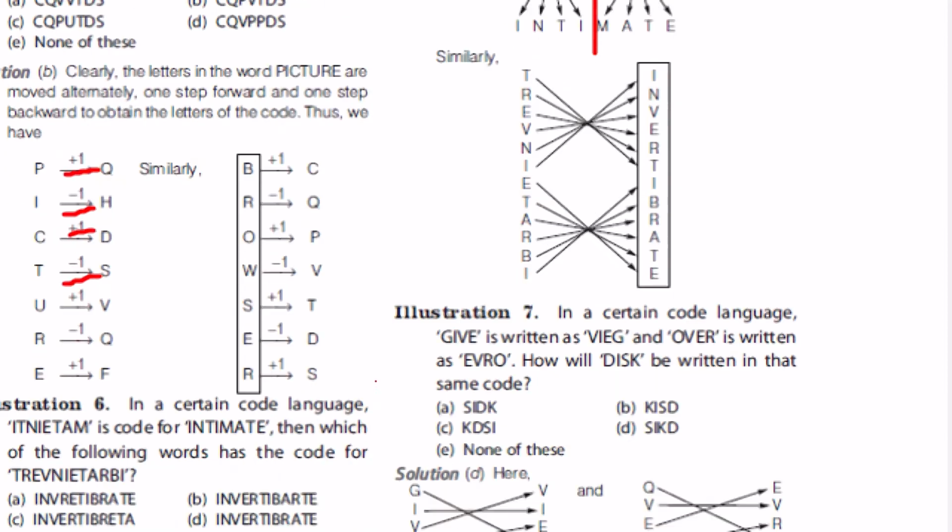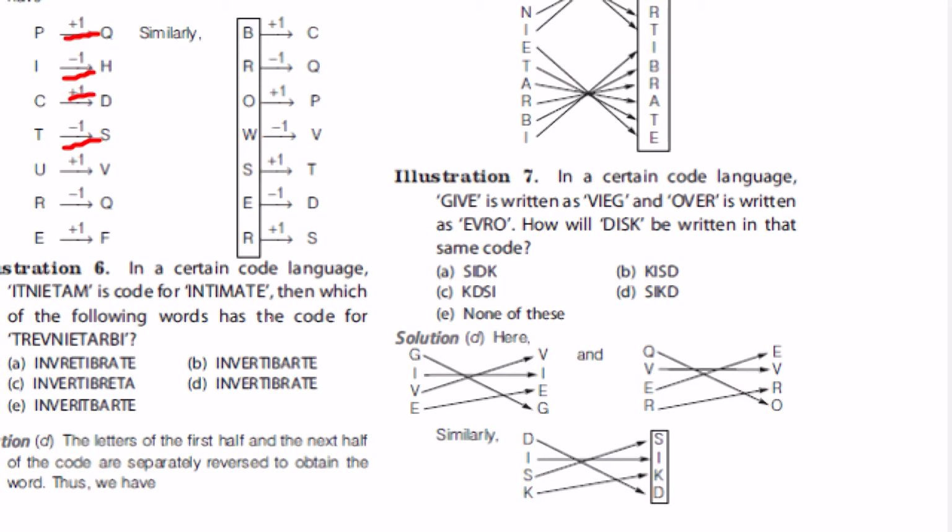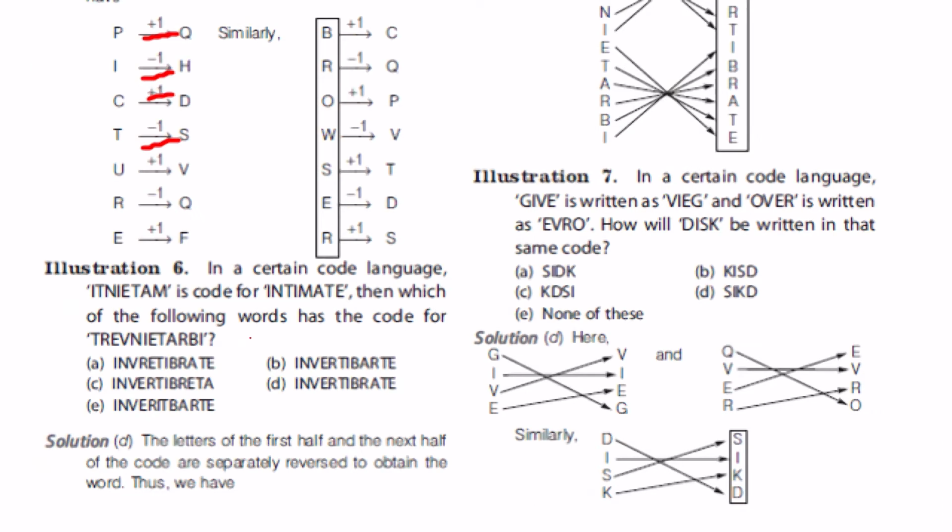And if you move to the next one, in a certain code language, give is written as VIEG and over is written as EVRO. Even a small child can understand this because the same letters are repeated, right? In give, the letters are jumbled. Even in over they are jumbled.